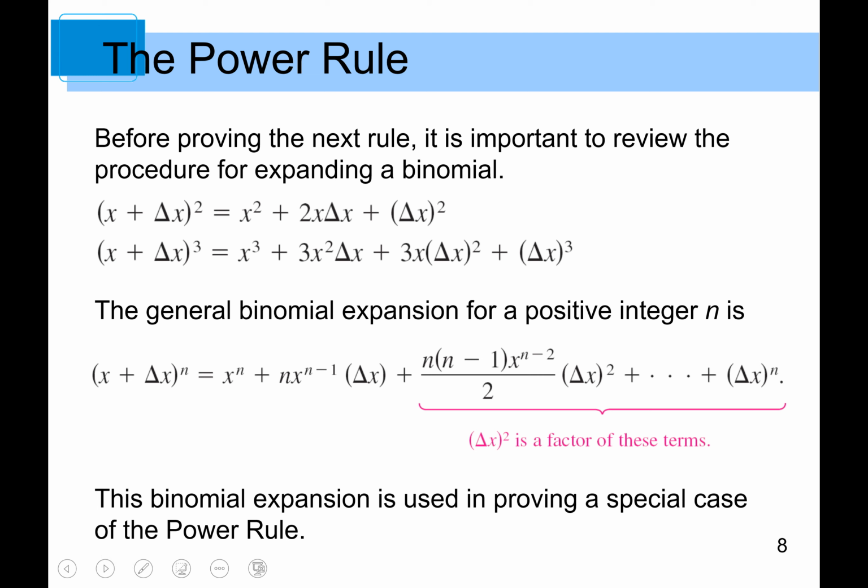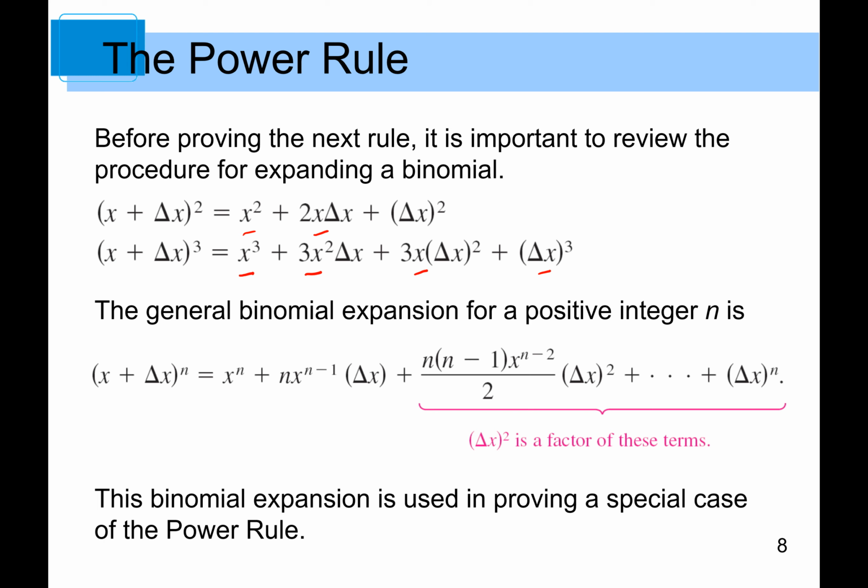Before proving the power rule, it's important to review the procedure of expanding a binomial. So first one, let's say we have parenthesis x plus delta x squared. Since it's a perfect square, it will turn out to be x squared plus 2x times delta x plus delta x squared. Similarly, x plus delta x to the third becomes x cubed plus 3x squared times delta x plus 3x times delta x squared plus delta x to the third.